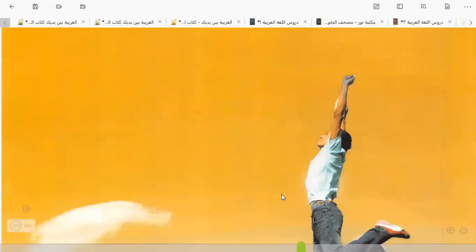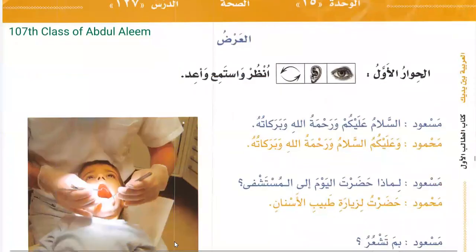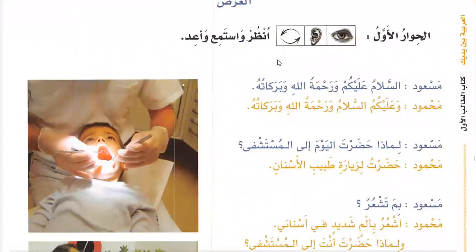Al-wahdah al-khamisah ashar, the 15th unit, health. Al-hiwar al-awwal, first dialogue. Masood: Assalamu alaikum wa rahmatullahi wa barakatuhu. Peace and mercy and blessings of Allah be upon you. Mahmood: Wa alaikum assalam wa rahmatullahi wa barakatuhu. Peace and mercy and blessings of Allah be upon you too.